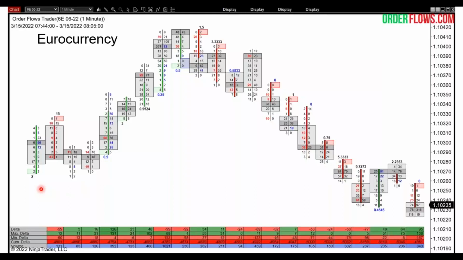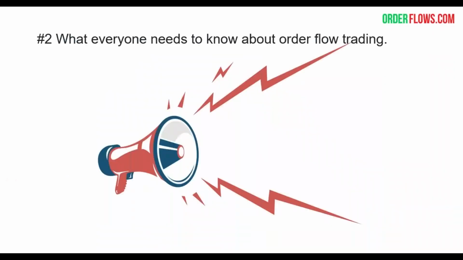Now, of course, on thinner markets, you're probably going to see it's going to be a little bit more choppy, a little bit more gappy. Again, this is a euro currency 1 minute chart, but you can see as the market is going higher, gap, gap, gap. Market starts moving down, gap, gap, gap, all on the way down.